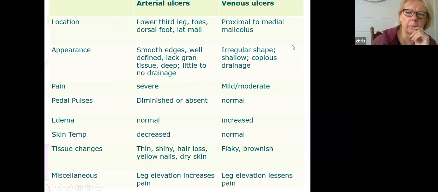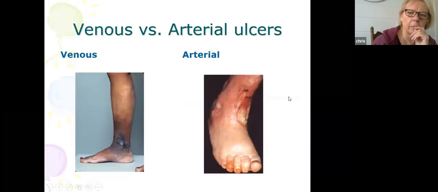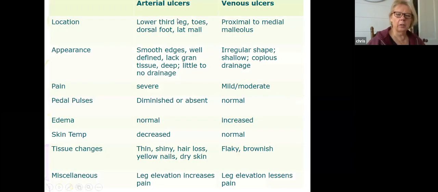Arterial versus venous, and here it is. Location, arterial: lower third of the legs, toes, dorsum of the foot, lateral malleolus. Location, venous ulcers: proximal to medial malleolus. What does it look like? Arterial: smooth edges, well-defined, not much granulation, deep, little or no drainage. Venous: appearance is irregular, shallow, a lot of drainage. Pain, arterial severe; venous mild to moderate. Pedal pulses, diminished or absent for arterial; venous, normal.